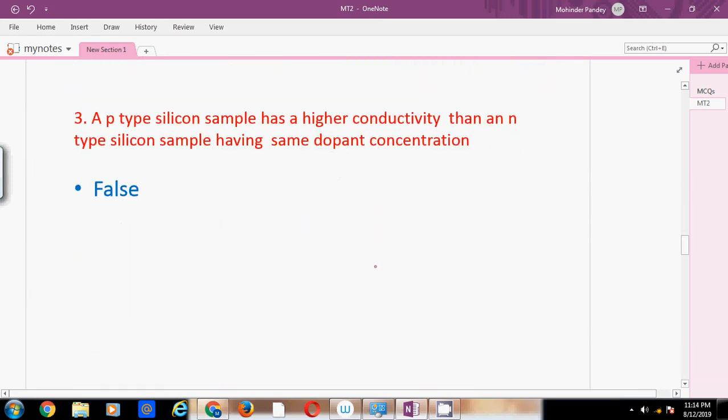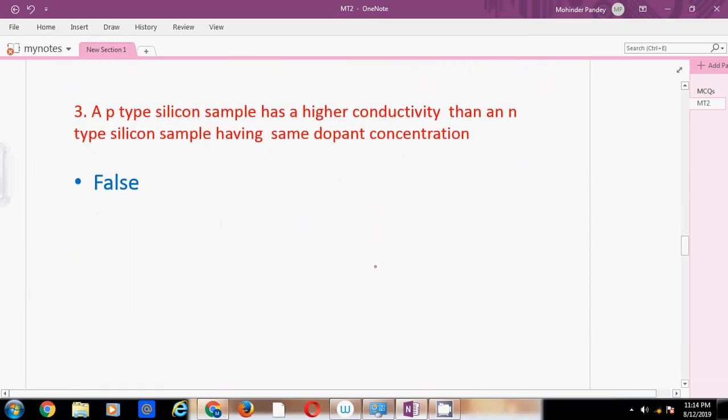Next question, a p-type silicon sample has a higher conductivity than an n-type silicon sample having the same dopant concentration. This is actually a false statement, because as we know, the mobility of electrons is always greater than the mobility of holes. Always remember the unit of mobility is meter square per volt per second, or centimeter square per volt per second. Sometimes in the NET exam the unit is also asked.